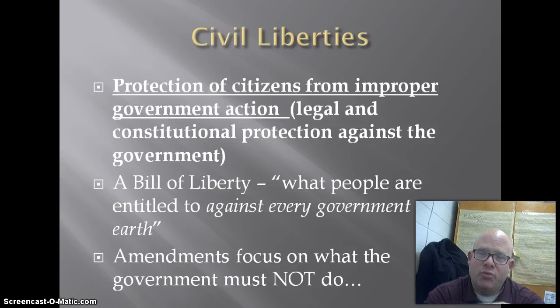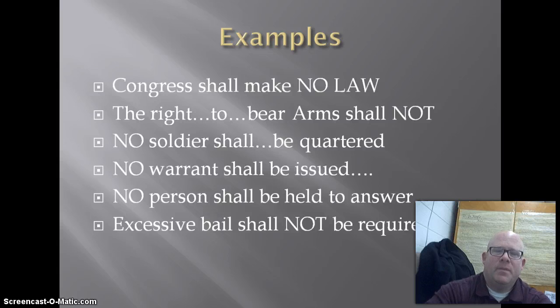If you take a peek at the Bill of Rights, and you should, the 10 amendments really focus on what the government cannot do. They don't really lay out any rights or freedoms. They discuss specifically what the government cannot take away or do. Here are some examples. Congress shall make no law. The right to bear arms shall not. No soldier shall. No warrant shall be issued. No person shall be held. Excessive bail shall not. So you'll see from these examples, working our way through the Bill of Rights, from the Second Amendment to the Third Amendment, examples specifically laying out what the government cannot do. These are derived mainly from the history of things that the monarch had done to the British colonies and this idea of tyranny.